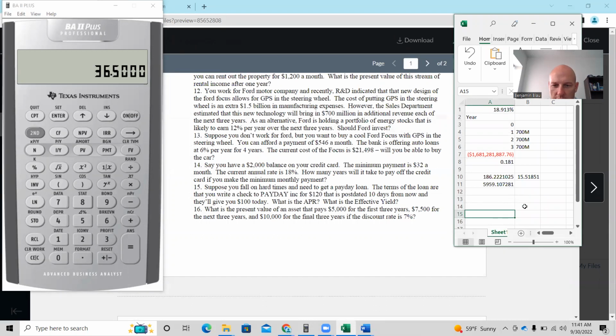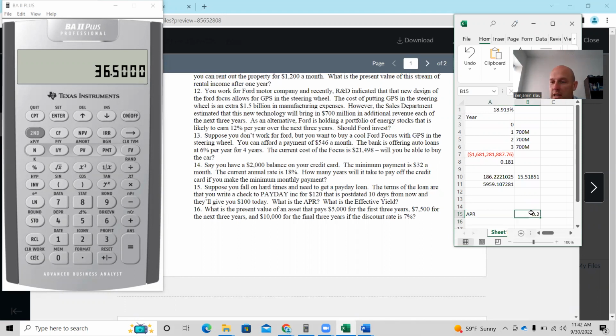We have to first solve for the APR. To solve for the APR, we're going to solve for the interest rate, the 10-day interest rate. To get the 10-day interest rate, I'm going to take the $120 that we owe minus the amount of the loan, $100, and divide that by the amount of the loan. So this tells me that the 10-day interest rate is 20%.